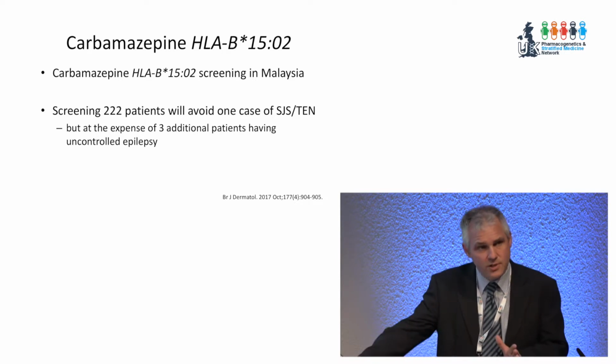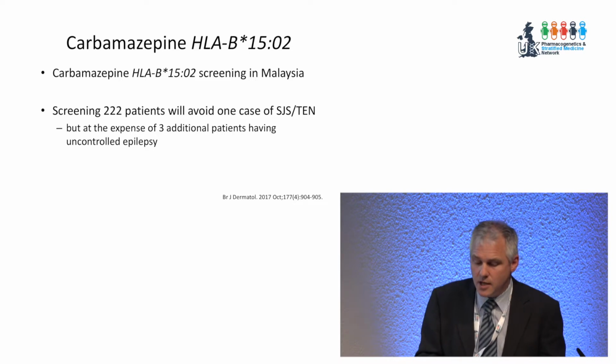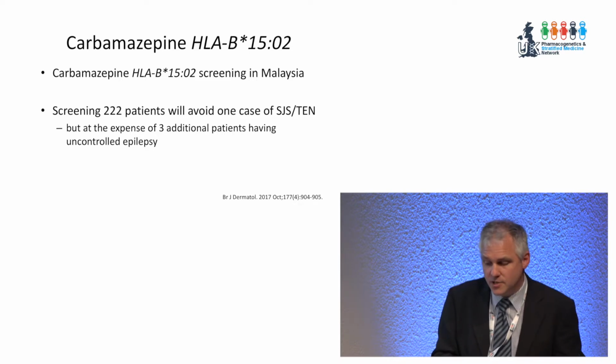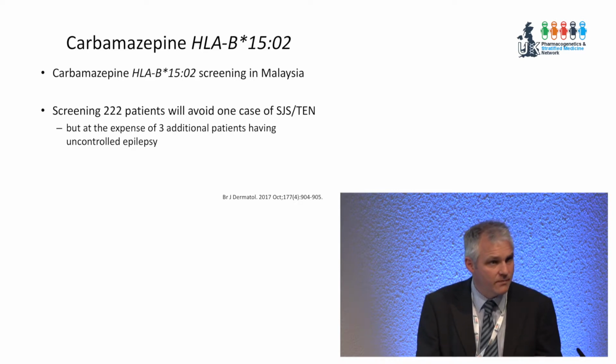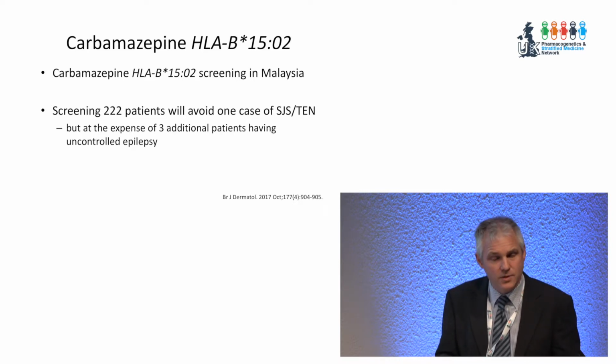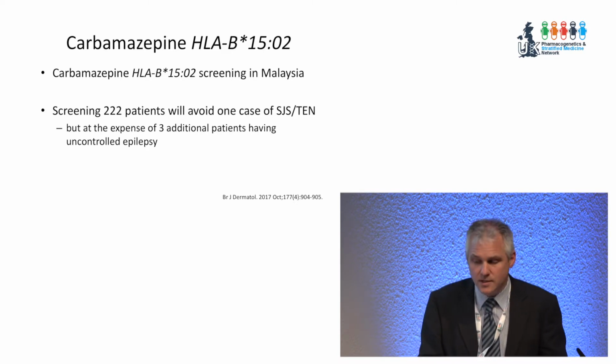So you would screen 222 patients to avoid one case of SJS/TEN, but at the expense of having 3 additional patients who would have uncontrolled epilepsy. So there's always a trade-off. And there's a tendency to focus on pharmacogenetics being very effective in reducing the incidence of adverse drug reactions, but there may be unintended consequences in other ways.